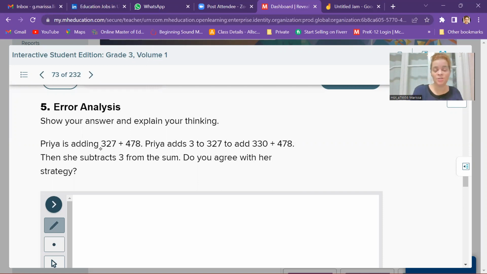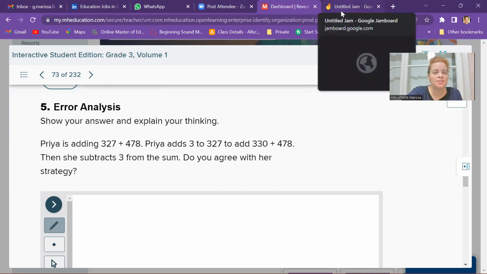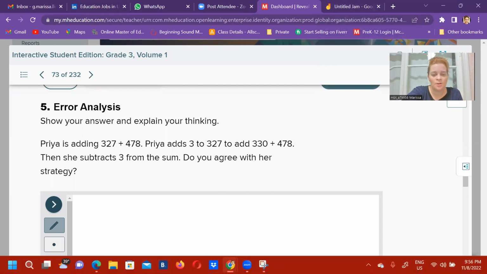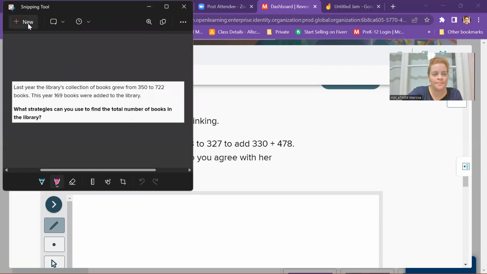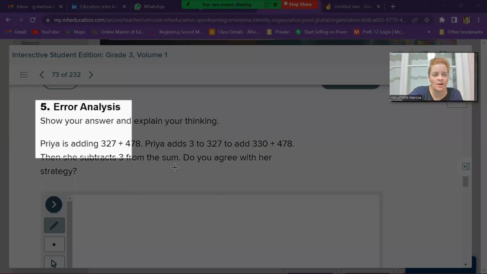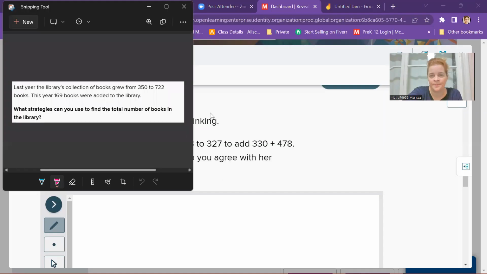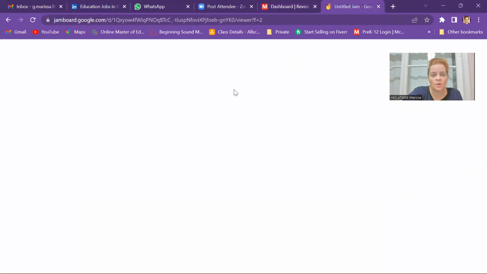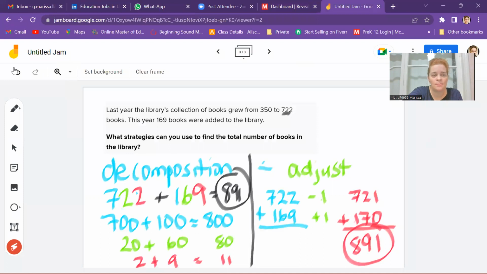If she's going to add it to 327 and she subtracts, will she get the same answer? Should we work it out and see? Let's see if she can do that. Let's go down to Miss Marissa's snipping tool. Okay. We're going to look at our analysis. Okay, we're going to go to Miss Marissa's Jamboard.